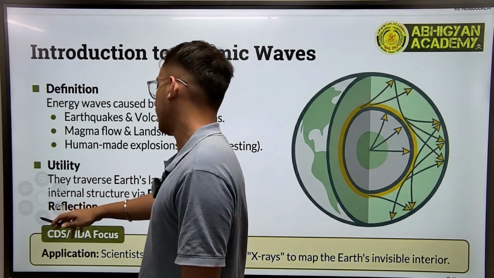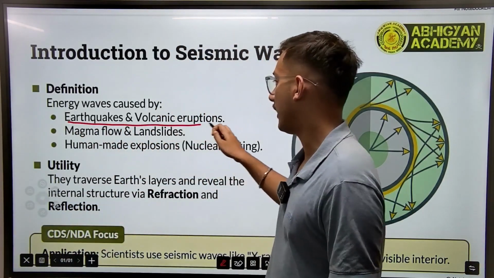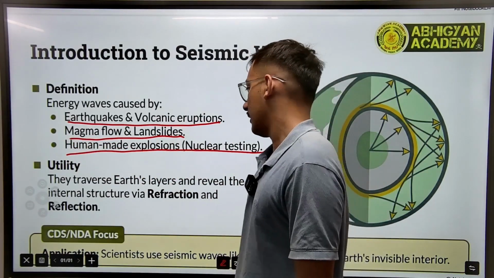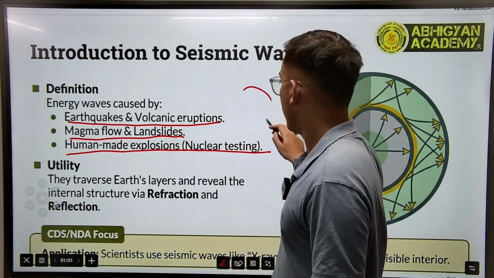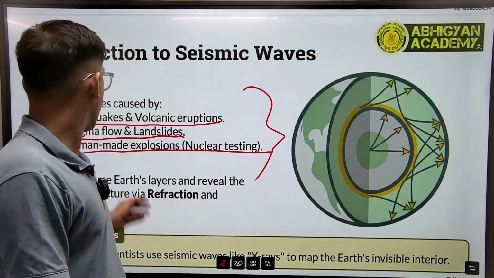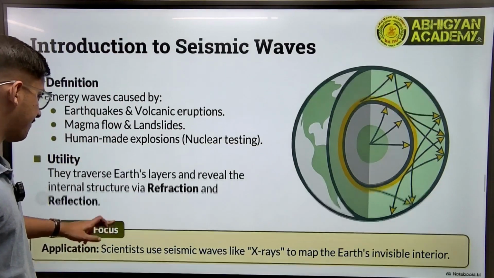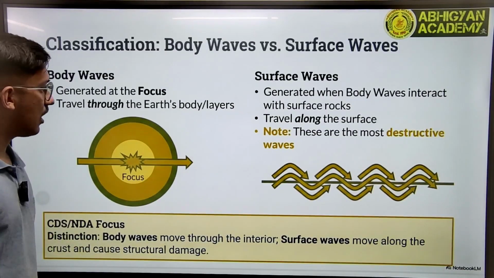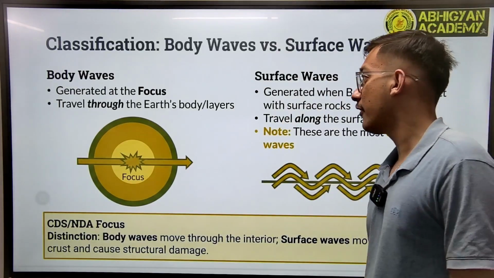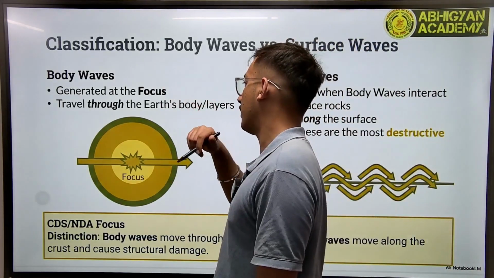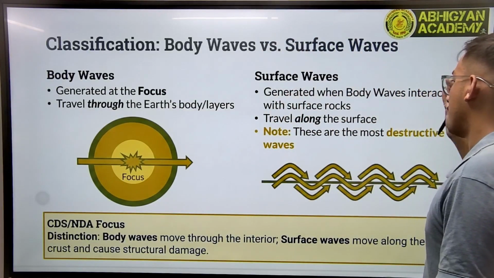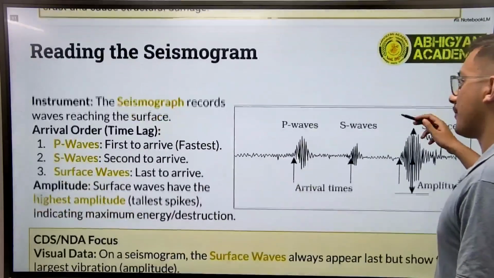So what are seismic waves? Seismic waves are waves caused by earthquakes, volcanoes, magma flows, landslides, and human-made explosions such as nuclear testing. Now we come to the different types of waves when an earthquake occurs. Firstly, we have body waves. They are generated at the focus or hypocenter and travel through the Earth's body or layers. Then we have surface waves, generated when body waves interact with surface rocks. They travel along the surface.